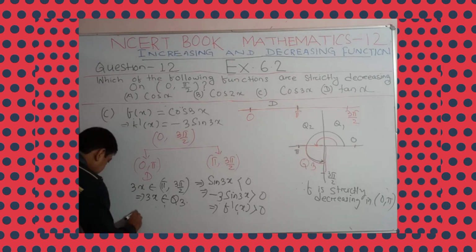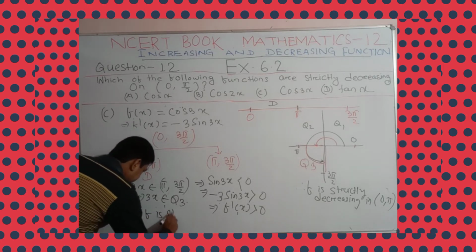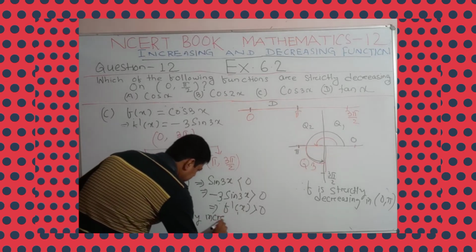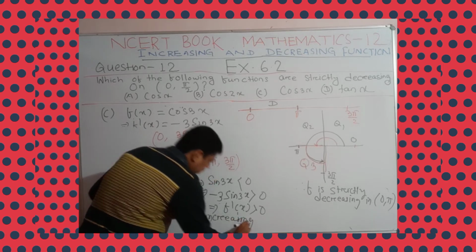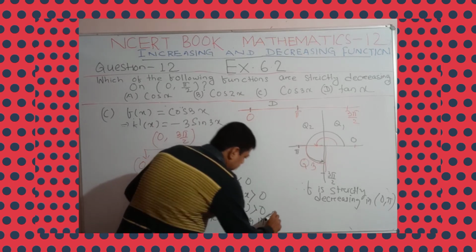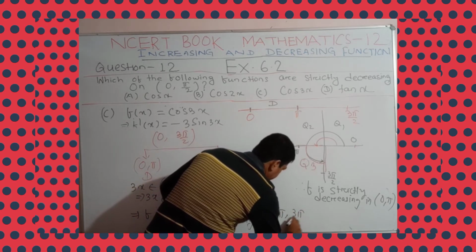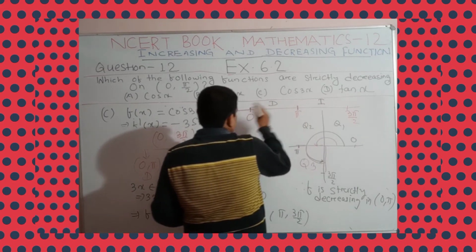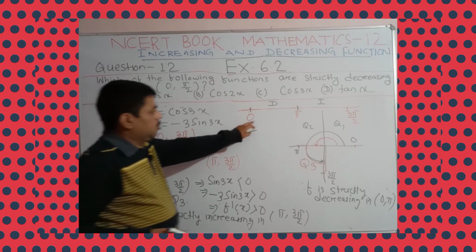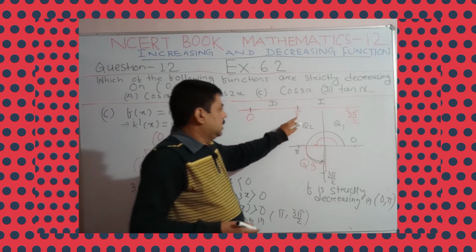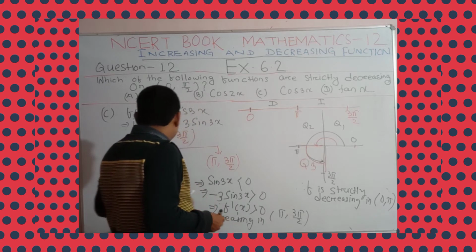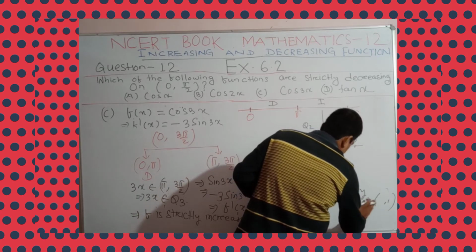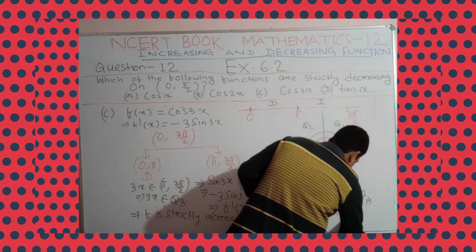It means f is strictly increasing in the interval pi to 3 pi by 2. Understand? So in this interval, the function is strictly increasing. In this interval, the function is strictly decreasing. So in the interval 0 to pi, the function is strictly decreasing, and in the interval pi to 3 pi by 2, the function is strictly increasing. Here, the function is strictly decreasing in the interval 0 to pi by 2.